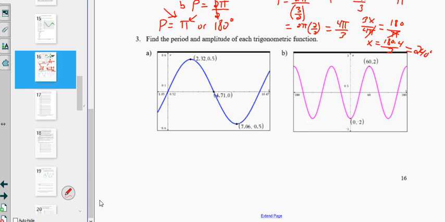So number 3. It says find the period and amplitude of each trigonometric function. So now we just have the graph. The amplitude, it tells you at the very top here, is at 0.5, and then it goes down 0.5. So my amplitude is going to be 0.5.